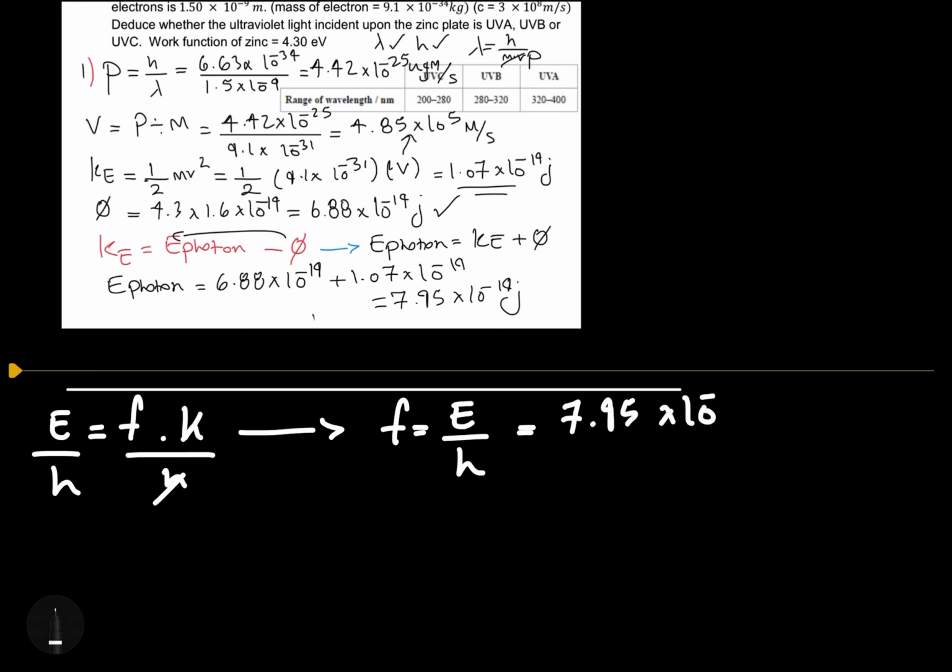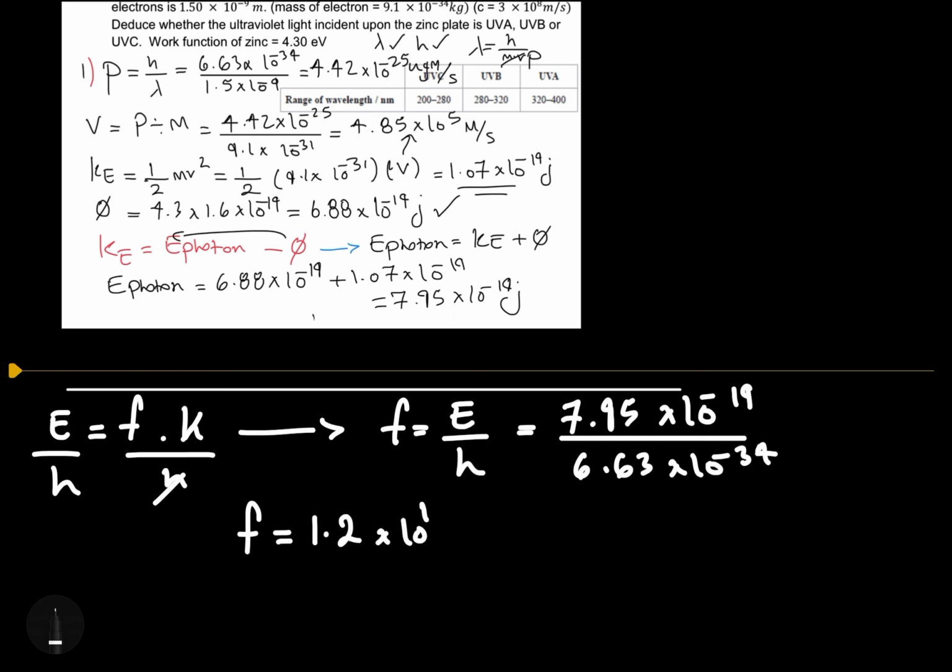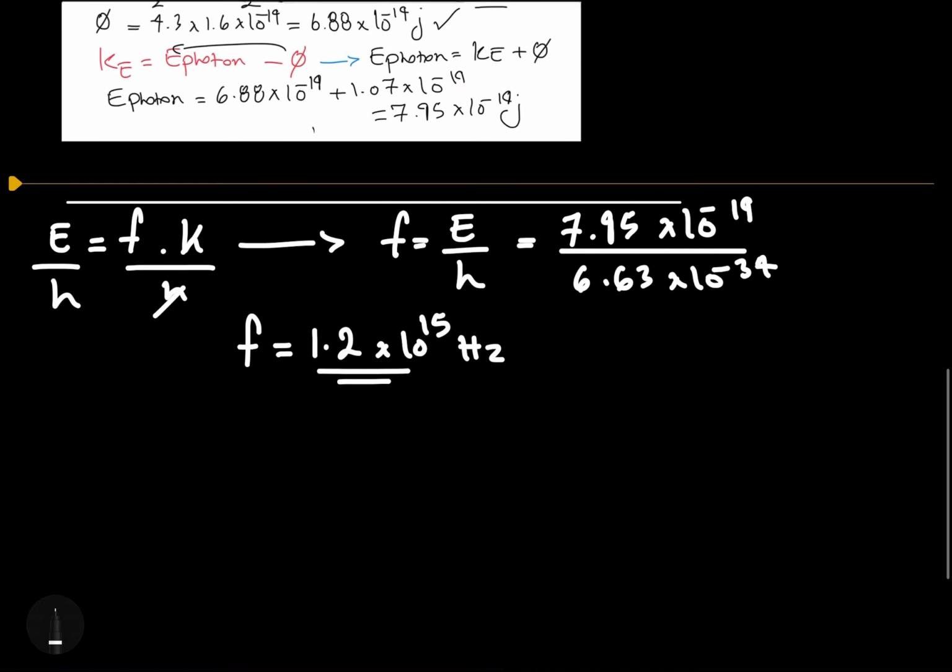Planck's constant. We can rearrange this for f by dividing both sides by h. So f is equal to E divided by h, where E is 7.95 times 10 to the power of minus 19, divided by Planck's constant. So f is going to be equal to, let me calculate that, approximately 1.2 times 10 to the power of 15 hertz. That's going to be the value of the frequency.